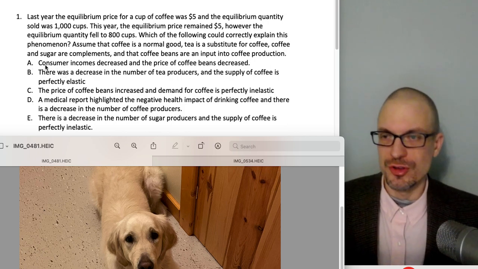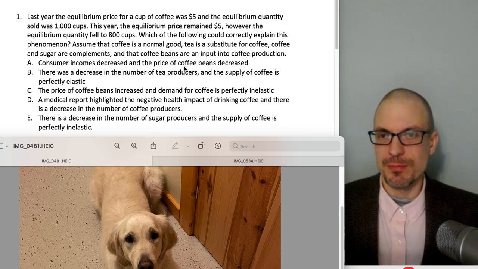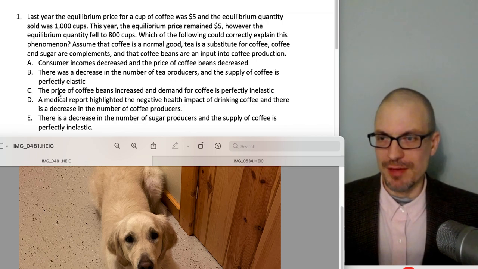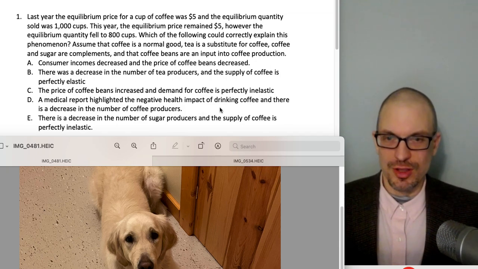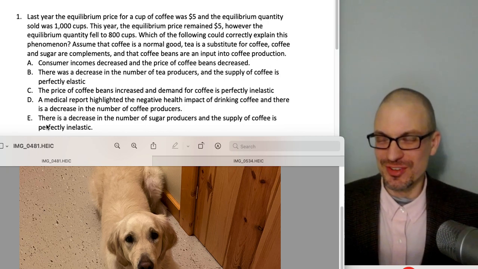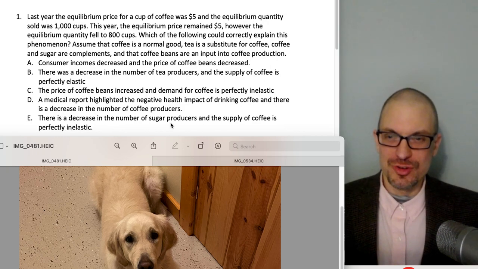Okay, so amongst the choices, we have: A, consumer incomes decreasing and the price of coffee beans decreasing. B, a decrease in the number of tea producers and the supply of coffee is perfectly elastic. C, the price of coffee beans increases and the demand for coffee is perfectly inelastic. D, a medical report highlighted the negative health impact of drinking coffee, I sure hope not, and there's a decrease in the number of coffee producers. E, there's a decrease in the number of sugar producers and the supply of coffee is perfectly inelastic.